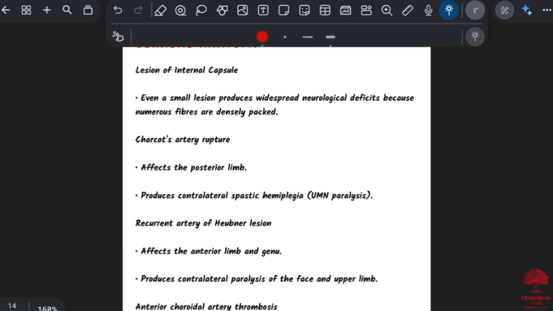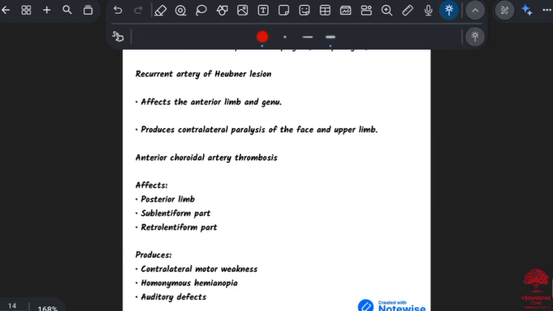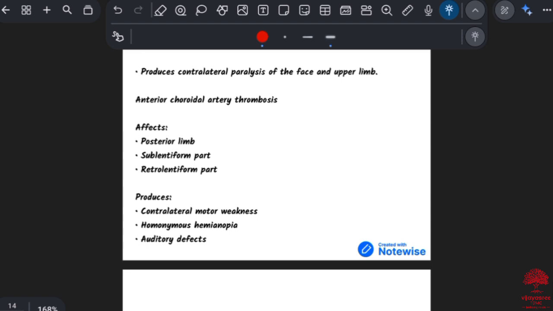Then anterior choroidal artery thrombosis. It affects the posterior limb, sublentiform part and retrolentiform part and produces contralateral motor weakness, homonymous hemianopia and auditory defects.